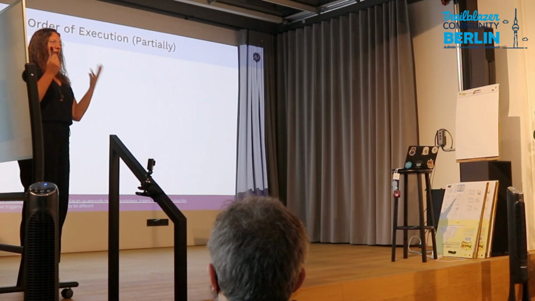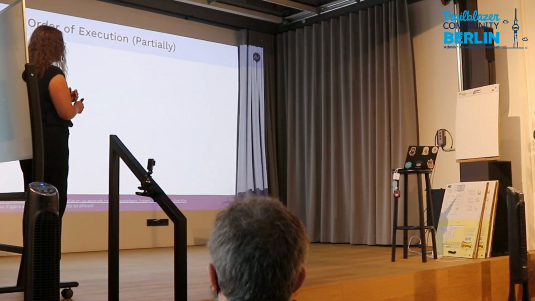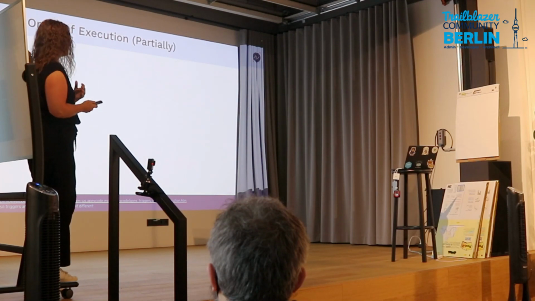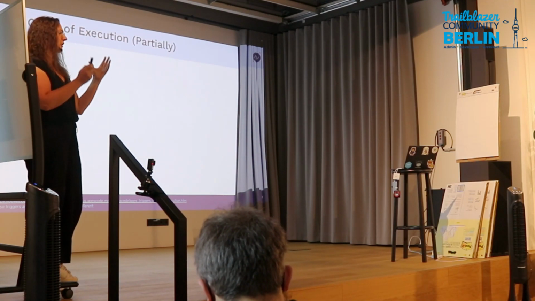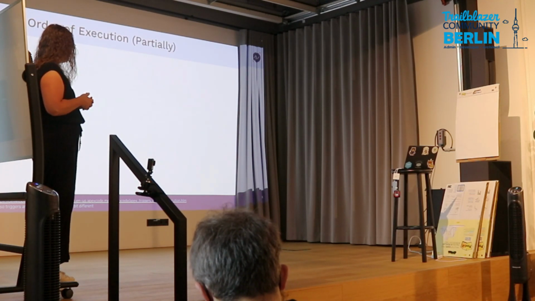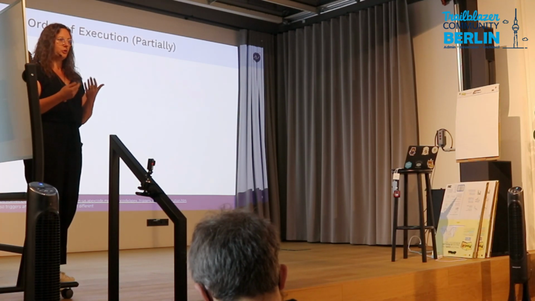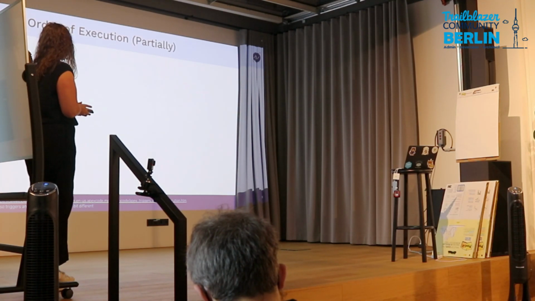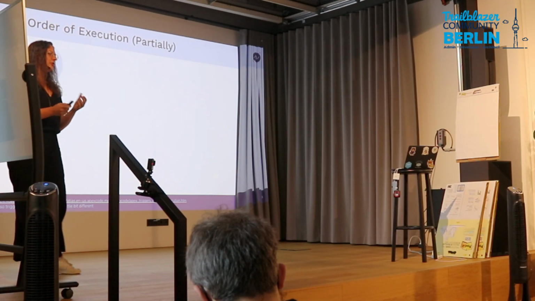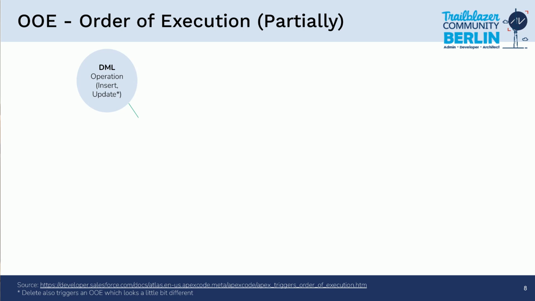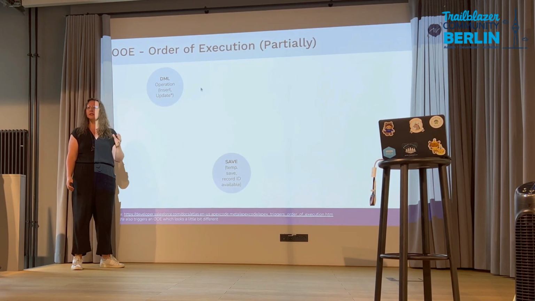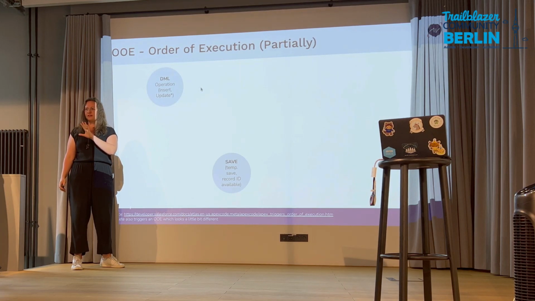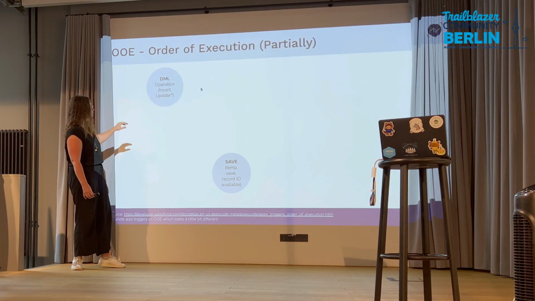So I've tried to simplify this as much as possible so that I don't go too much into details. And so I just wanted to point that out on the slide, that this is a partial or a part of the order of execution. I've put a link down there. You can find all of the order of execution steps in the documentation, obviously. But what I feel like is important to know are the three most important things of the order of execution. It's kicked off by a DML operation. I'm going to focus on inserting or updating a record. Deletion also has an order of execution. It's slightly different, so I'm not going to focus too much on that.